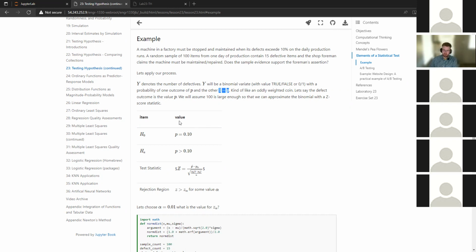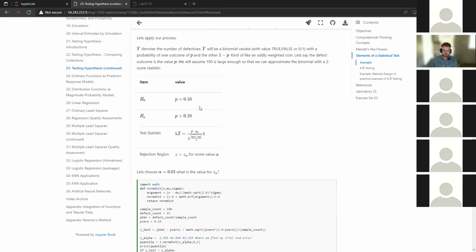So let's say the defect outcome is p. We're going to assume that 100 is large enough so that we can approximate what we want to do with our z-score statistic. So we have our null hypothesis where if the number of defective widgets is more than 10%, then we need to take the machine apart. We're going to reject that if the p-value exceeds it.